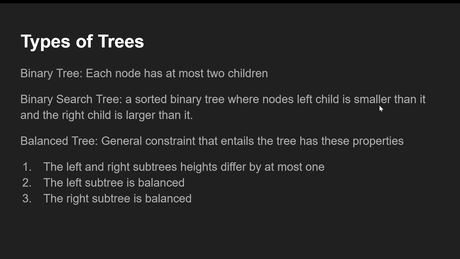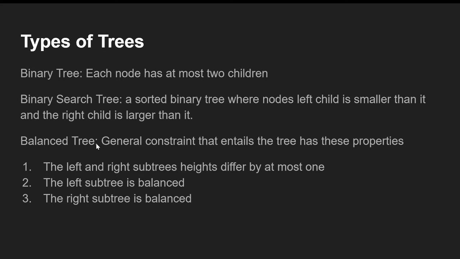And then there are also some types of trees, just for you guys to know. So types of trees. Whenever people refer to a binary tree, it means that each node has at most 2 children. And then a binary search tree is a very specific type of binary tree. It's the type of sorted binary tree where for each of the nodes, the left child is smaller than the parent, and the right child is larger than it. I'll show you a diagram of this to help you guys out.